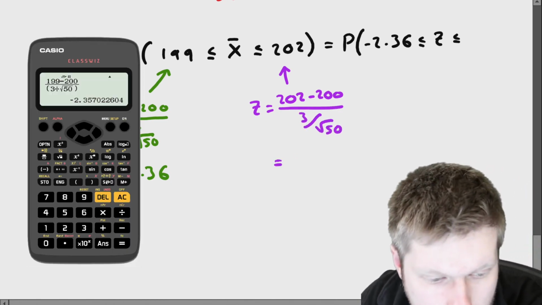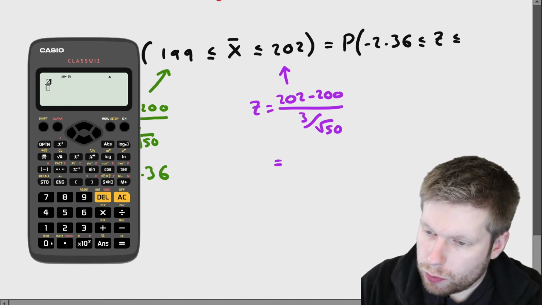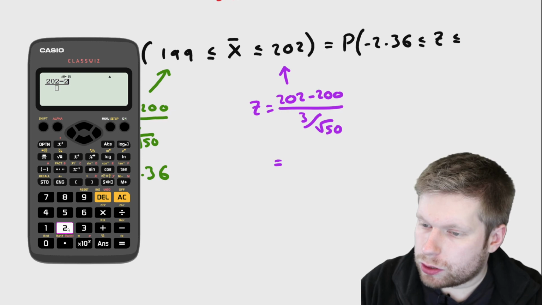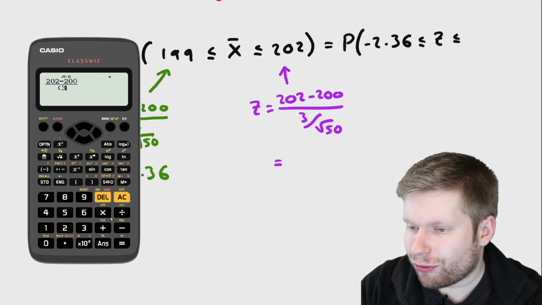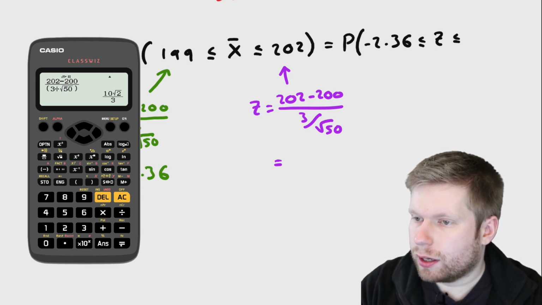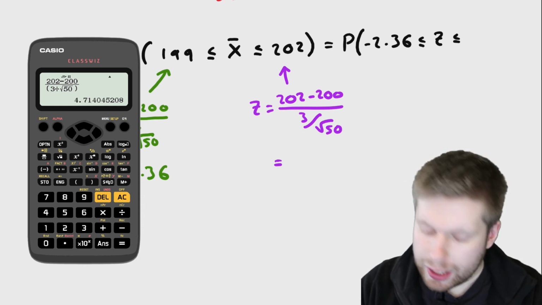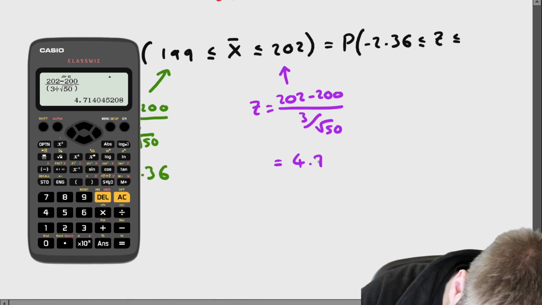Again, I'm going to put all that in my calculator, so clear that. Fraction, 202 minus 200, which of course is 2. On the denominator, again, bracket 3 divided by square root of 50. Close the bracket, hit equals. Again, decimal I want. So that's going to be 4.714.